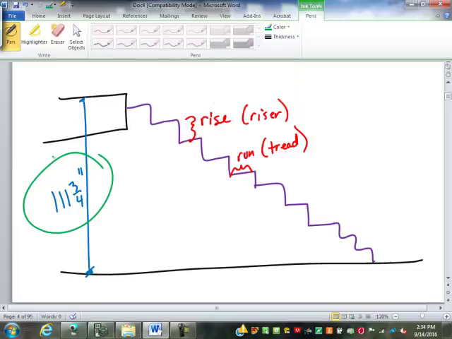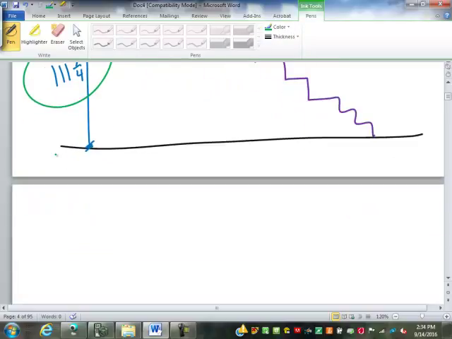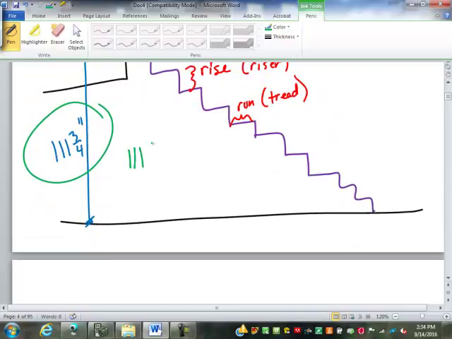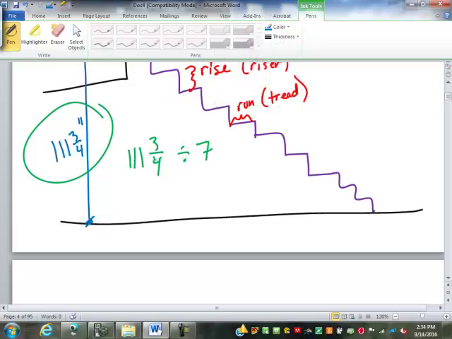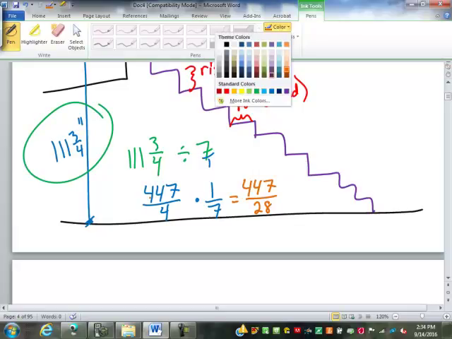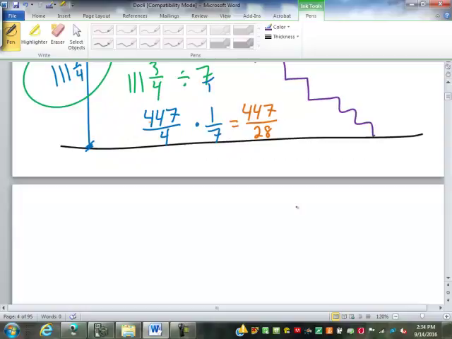So we're going to take our overall height, 111 3/4 inches, and we're going to divide by 7. Now if you have your calculator, this one's not bad. Doing it by hand, it'll get kind of ugly. 111 times 4 is 444. Plus 3 is 447 over 4. Make that 7 over 1, so it's going to be times 1 over 7. 447 times 1 is 447. 4 times 7 is 28. So now we have to turn that back into a mixed number.